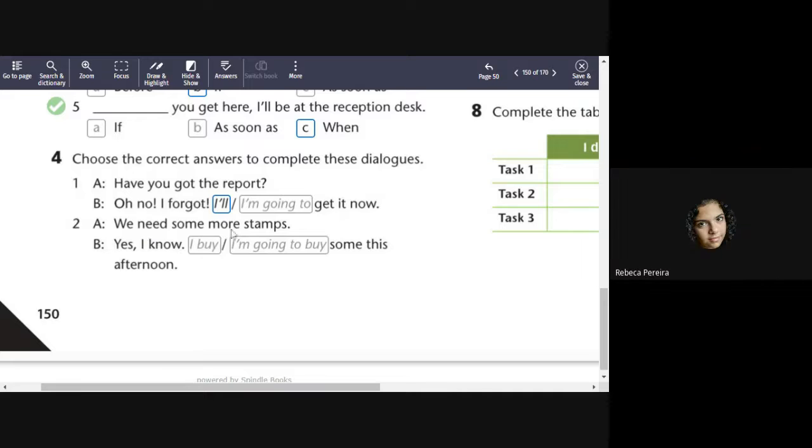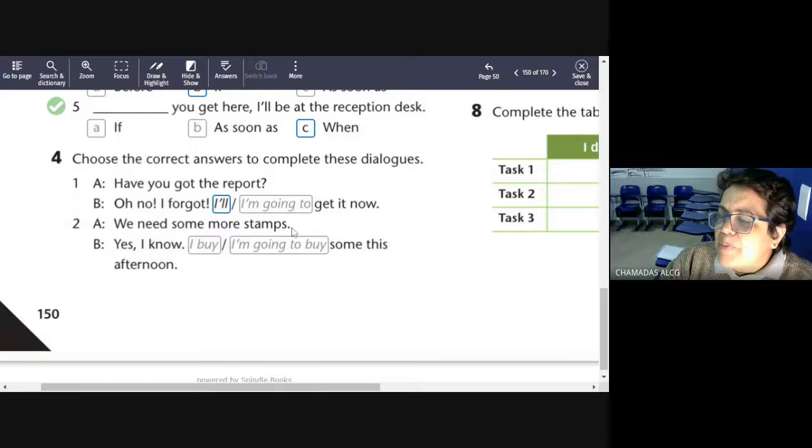Yes, will. Ok. Will, ok. Yes. We need some more stamps. Yes, I know.